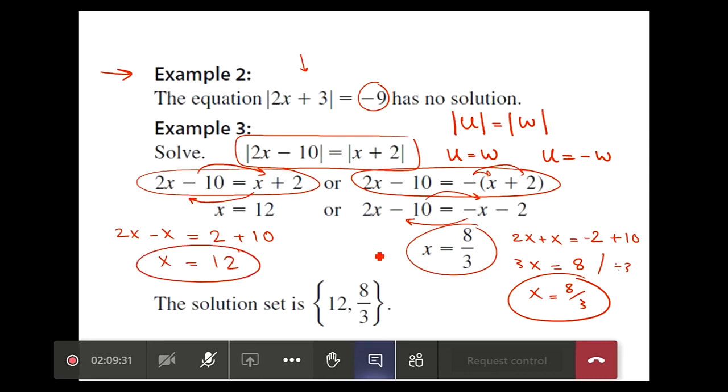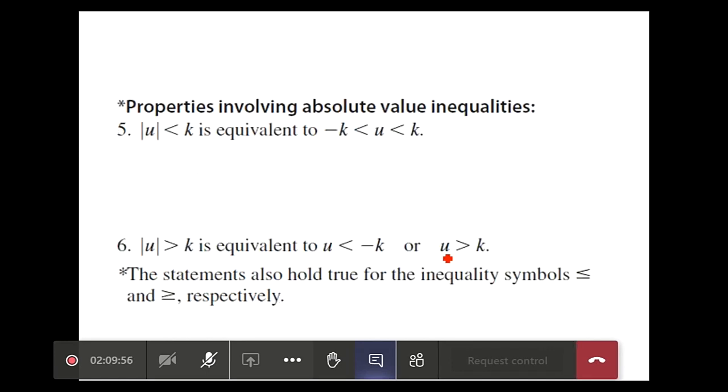So we have two solutions. Okay, this one and this one. Any question? Okay.